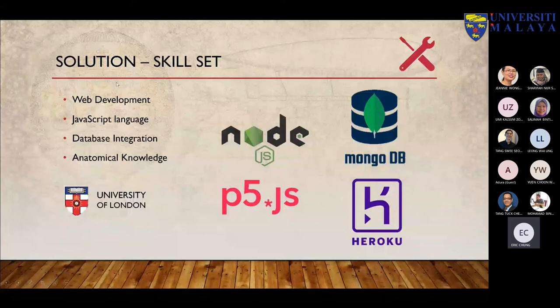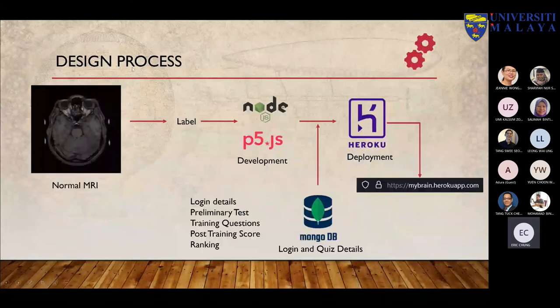So that would be a normal MRI you see on the left, and then we label it, do some scripting, and deploy it to a platform, which is this web address that you can visit, and then you can also do it. So we have login details stored in the database, a preliminary test, training questions, and post-training score and ranking.